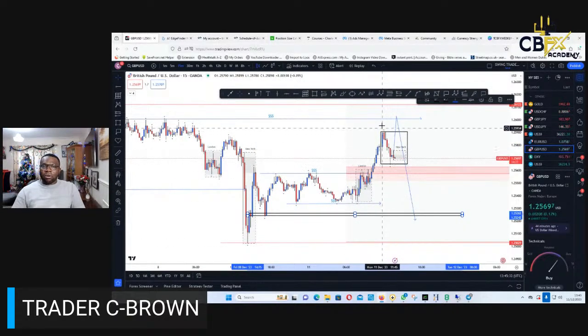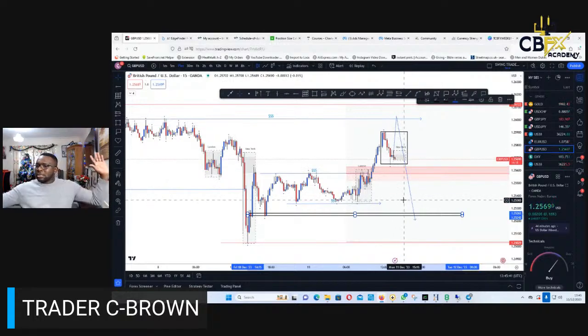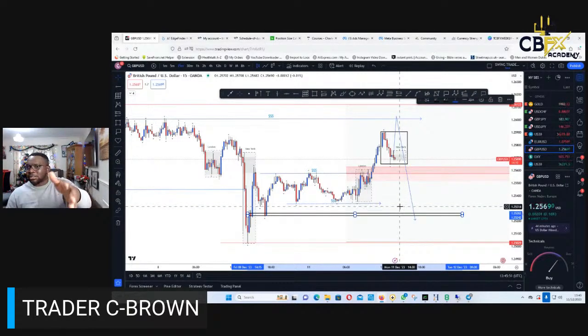But if it doesn't go up to take out this liquidity that is here, this liquidity in this box or here, and it starts coming down, there is no sell. No sell, no gamble, no trades. Don't try to get into that sell right now. Say, I'm jumping in. No, don't jump in. That's not how to trade.